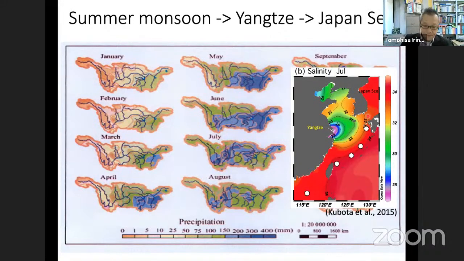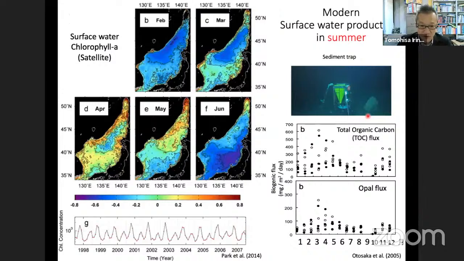Okay, the surface production, so biological production, is maintained by the nutrient supply from the open ocean, and the blooming itself is a spring to early summer and late autumn phenomenon. But the East China Sea is the only nutrient supply to the Japan Sea. So basically productivity can be regarded as the summer phenomenon here.